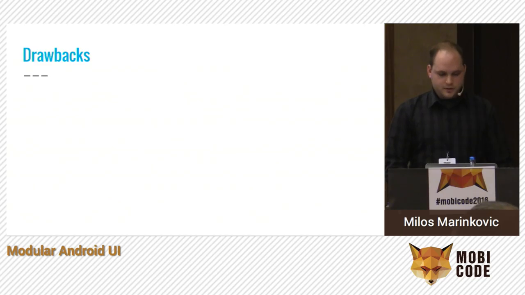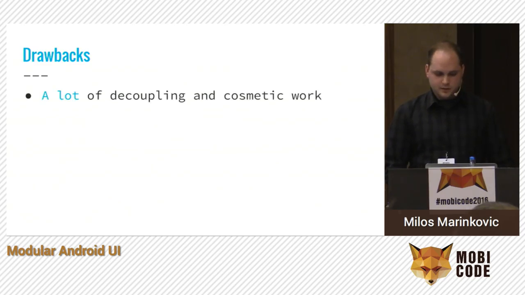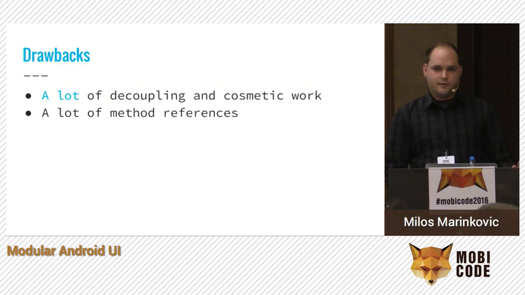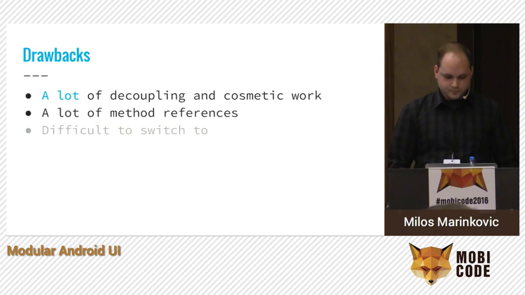Just to mention the drawbacks of this: it's a lot of decoupling, a lot of cosmetic work. As I've said, it's 6 months to 1 year of just building this. A lot of method references. We have over 100,000, so we blew past the 65K limit a while back. So this adds around 10,000 method references. If you're at 50,000, then this is a problem.